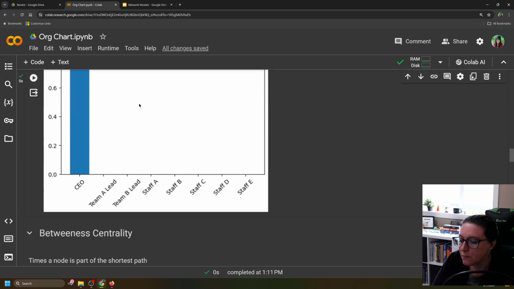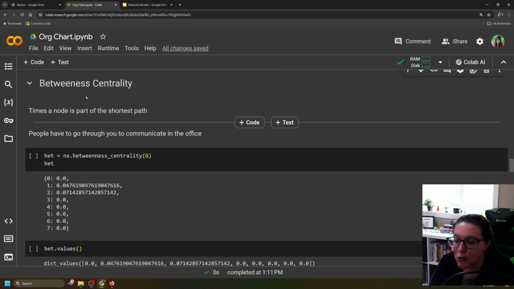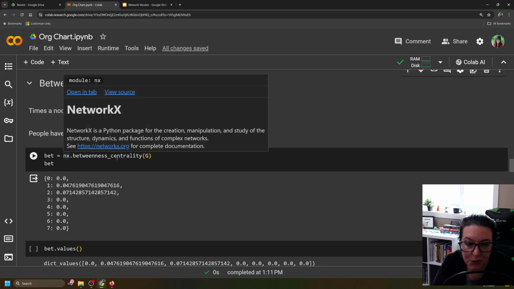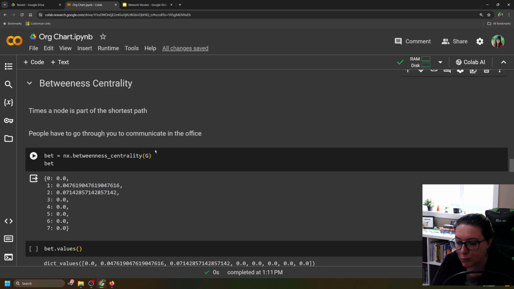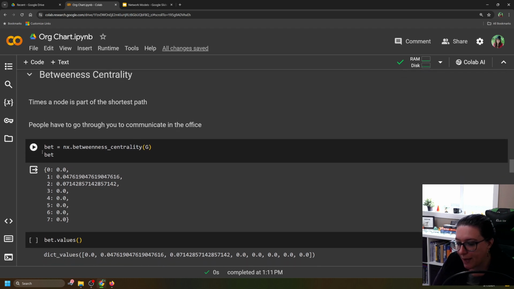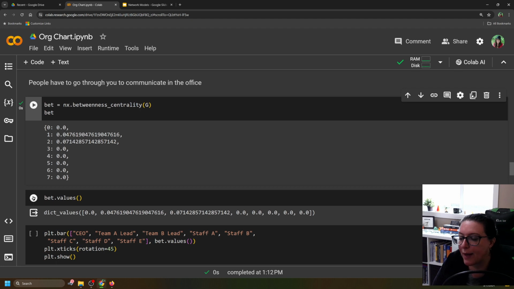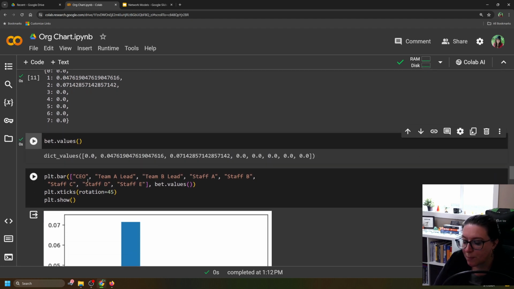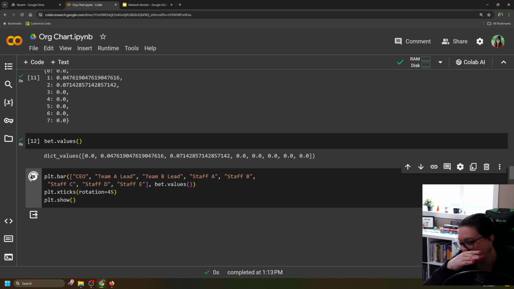Okay. In terms of betweenness centrality, we're looking at the times a node is part of the shortest path. How many people do you have to go through to communicate in the office? So to find betweenness centrality, we do betweenness_centrality, and we do G here. We'll call this bet. Again, we don't have the labels attached here, so we're going to separate out the values and put the labels into our graph. Same as before, this is just the between values instead of the other ones.